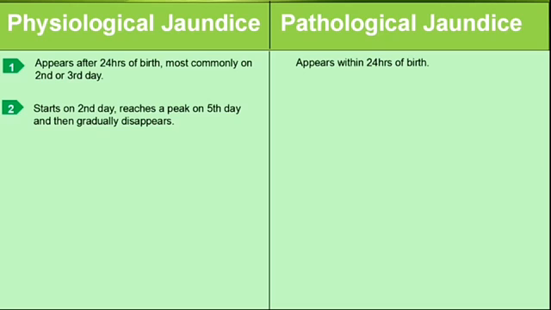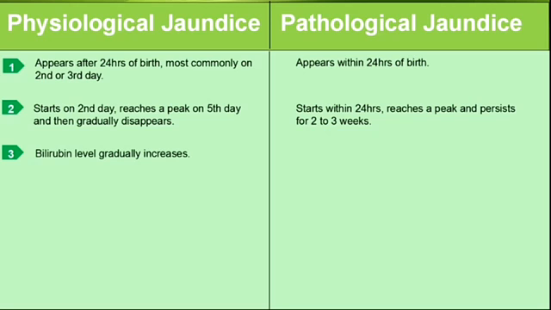Here I said reaches a peak. It means the severity of the condition increases on fifth day and then gradually disappears. But here it starts within 24 hours, reaches a peak and persists for 2 to 3 weeks. So unlike physiological jaundice, it does not disappear. It lasts for 2 to 3 weeks.